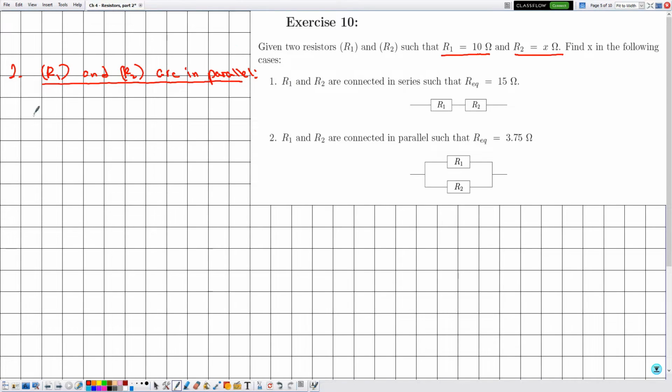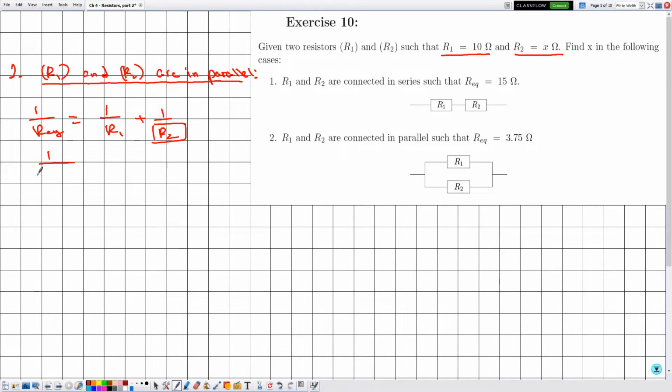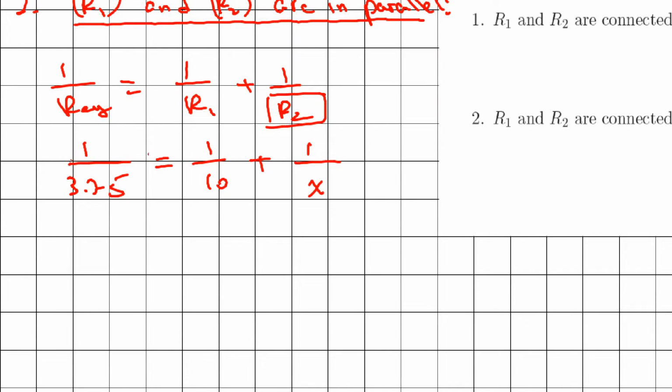Because they are in parallel, then 1 over R equivalent is given by 1 over R1 plus 1 over R2. Now we are interested in determining the value of R2 because x appears explicitly in R2. So the value of R equivalent is given by 3.75. The value of R1 is given by 10. And the value of R2 is represented by x. Now how do you solve this equation?